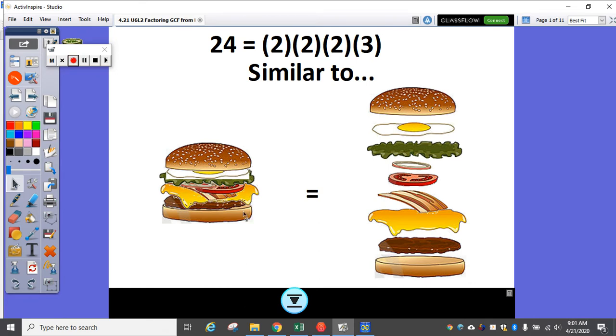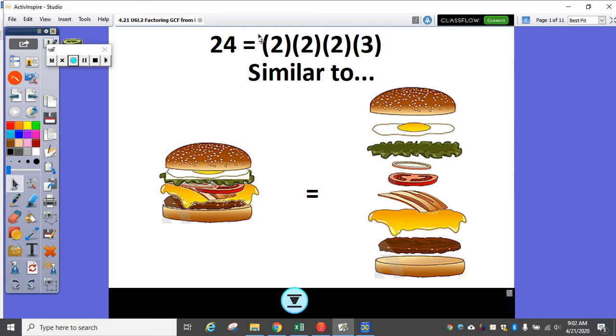This burger right here is made up of buns, eggs, lettuce, onion, tomato, bacon, cheese, and the hamburger. Now, don't hate on the egg. If you've never had an egg on a burger, you're missing out on life. And I suggest you stop this video, make yourself a burger and an egg, and enjoy yourself.